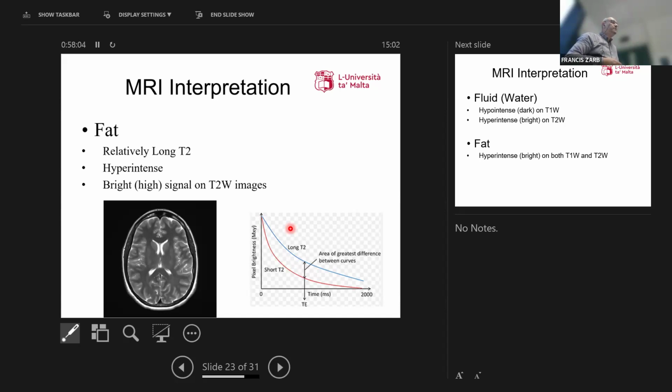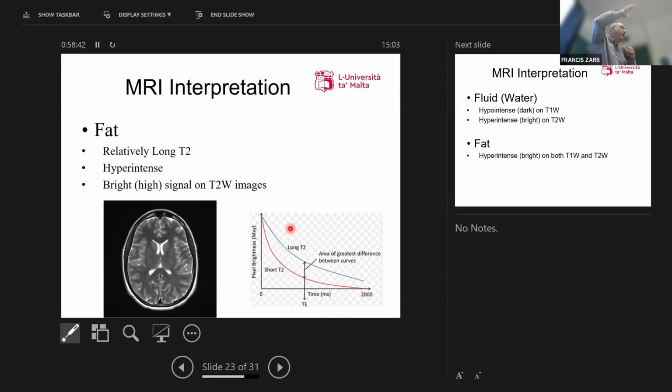On T2, it won't be as bright as water. It can be the same. But if I have a bright signal from a lesion on T2, and I do a T1 weighted sequence of the same lesion, if it stays bright on T1, then it's fat. If it comes out dark, then it's water. This is a basic differentiation from two sequences.